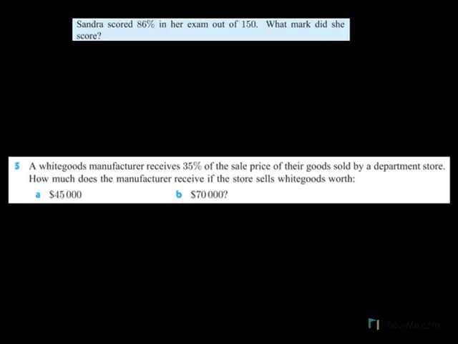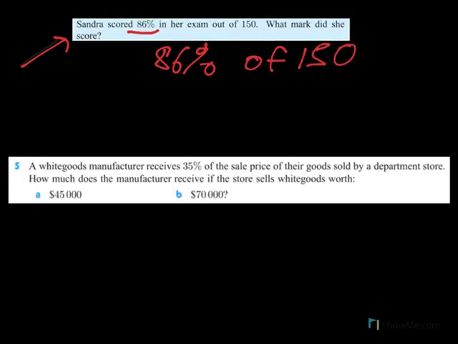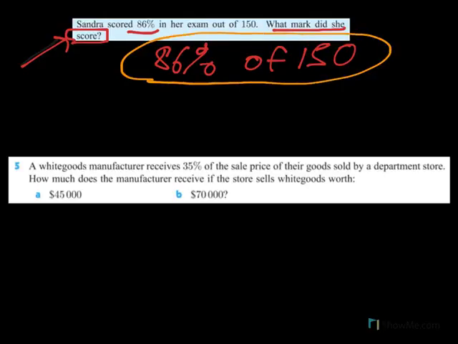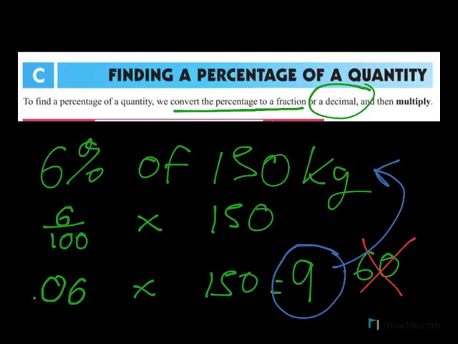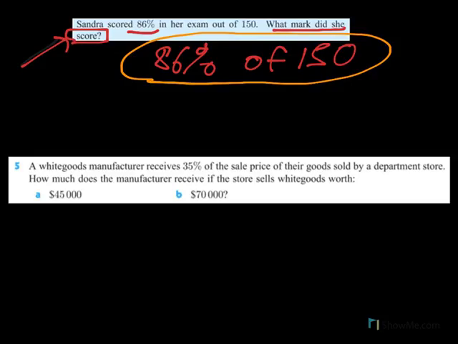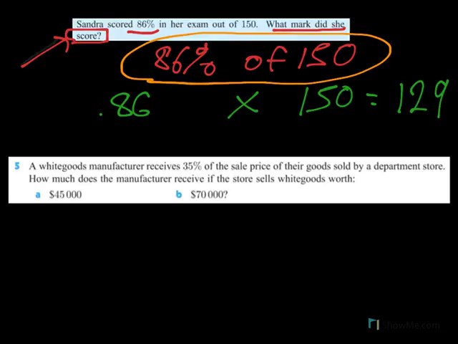Okay, let's look at one of these problems. The question is: Sandra scored 86% in her exam out of 150. What mark did she score? If we look at the question, it is simply 86% of 150. Let's do it the easy way and write this as a decimal. If we go back, we convert the percentage to a fraction or decimal and multiply. 86% is the same as 86 cents, which would be written as 0.86. Of is multiply, times 150, and our answer here is 129. That is the mark that she scored for this exam.